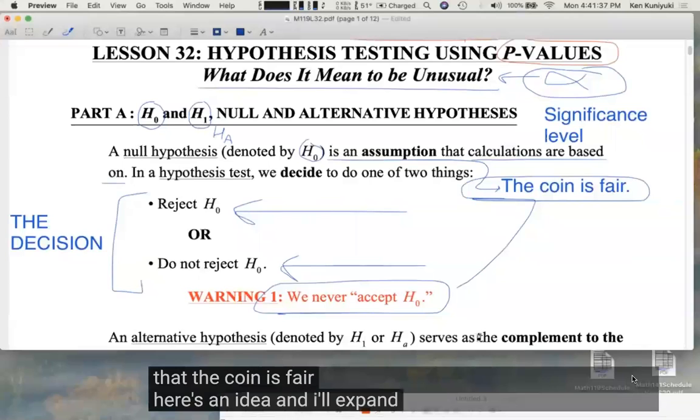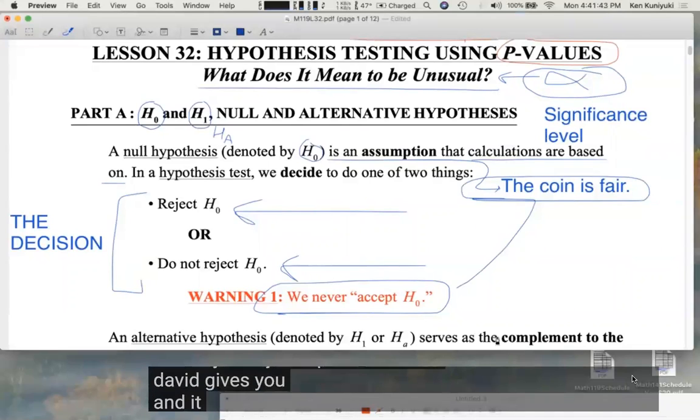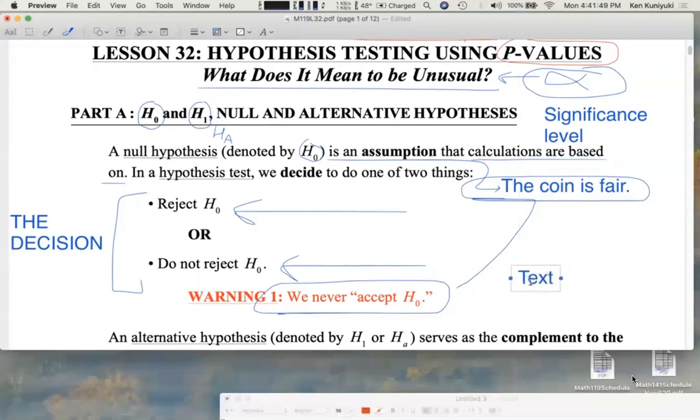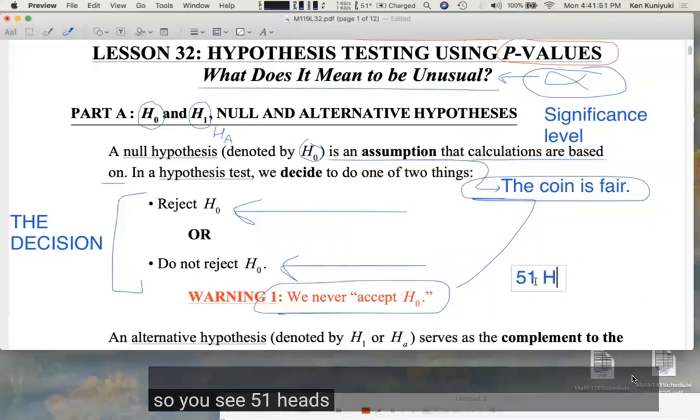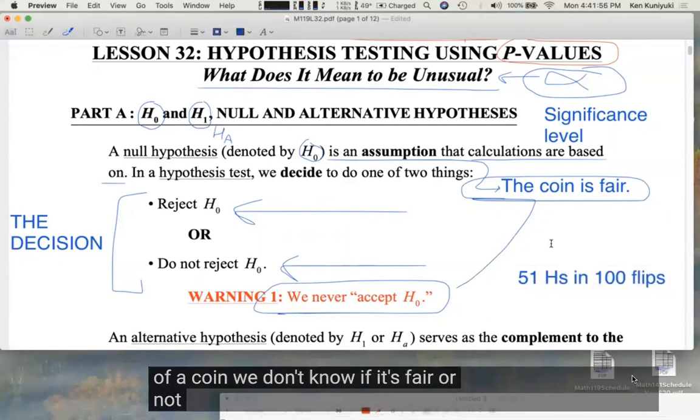Here's an idea, and I'll expand on this later. Let's say that you flip the coin that David gives you, and it comes up heads 51 times out of 100 flips. So you see 51 heads in 100 flips of a coin. We don't know if it's fair or not.